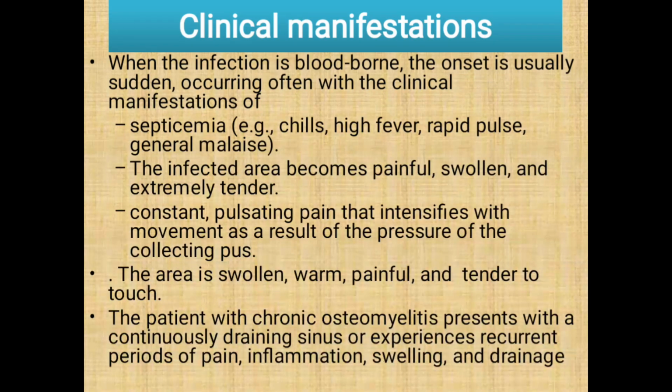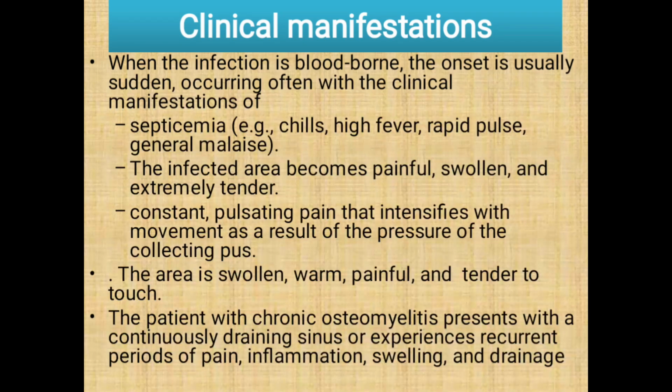So, clinical manifestations of osteomyelitis. When the infection is bloodborne, the onset is usually sudden. Manifestations include septicemia, that is chills, high fever, rapid pulse, general malaise. So of course there is fever because it has come through the blood. Of course we know it's an infection from Staphylococcus aureus, or those are the 20%, Pseudomonas or Proteus, or the other species which is E. coli.